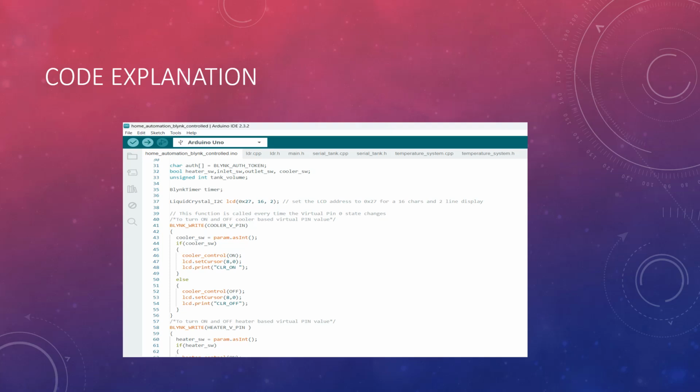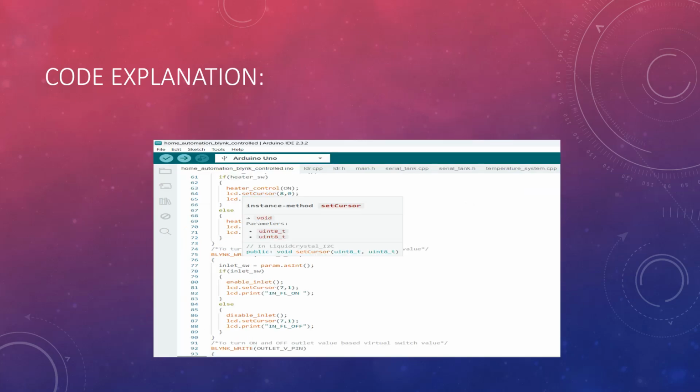The void setup initializes the LCD, sets up the Blynk connection, and initializes the LDR, temperature system, and water tank system. It also sets up a timer to call updateTemperatureReading every second. In the loop, it continuously executes brightness control, which adjusts the LED brightness based on the LDR reading. Then temperature: it reads the temperature, formats it to two decimal places, and updates the LCD display. Then tank volume will read the current water volume and display it on the LCD.